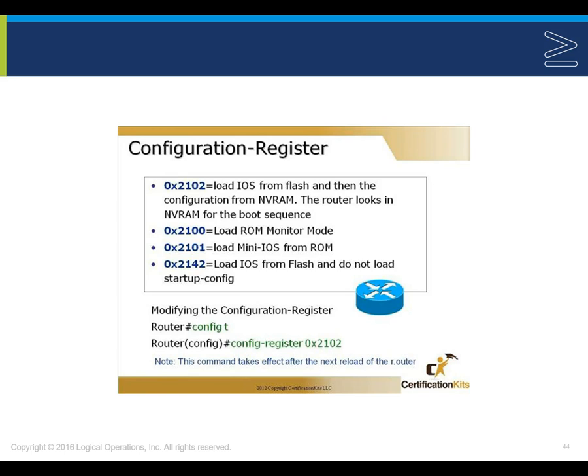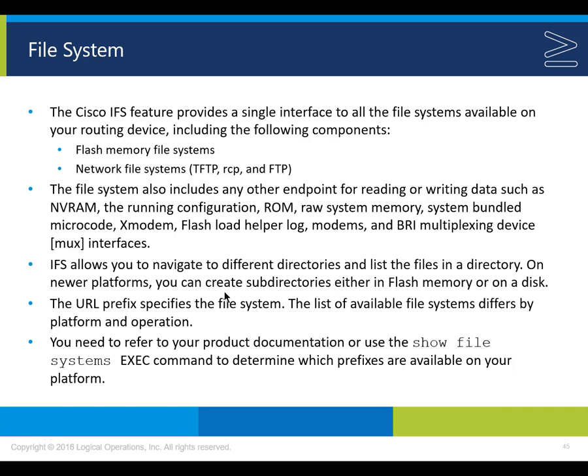2100, load the ROM monitor mode. 2101, a mini IOS. 2142, which is what we used to get into it, load the IOS from flash, and don't load the startup config file. There are other documents, obviously, that give a more extensive look at what this thing is.